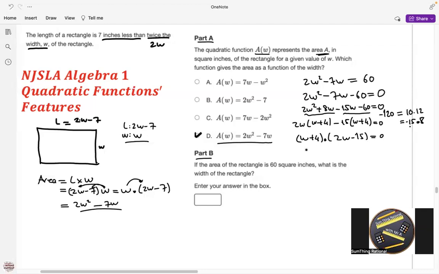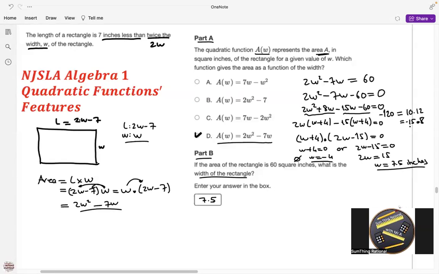Because of that, the zero product property tells us that w plus 4 will be 0 or 2w minus 15 will be 0. If w plus 4 is 0, w is negative 4, which we don't use because the length cannot be negative 4 inches. So when we solve 2w minus 15 equals 0, 2w is 15, and w is 7.5 inches. So 7.5 is the answer. They ask, what is the width of the rectangle?